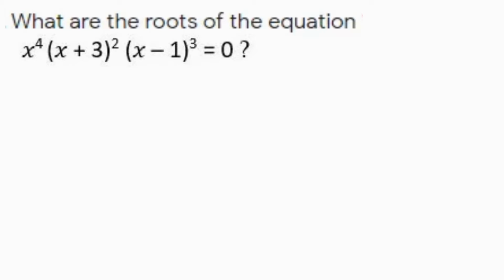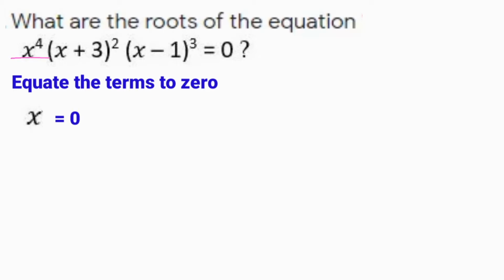What are the roots of the equation x to the 4th power times the quantity x plus 3 to the 2nd power times the quantity x minus 1 to the 3rd power is equal to 0? Equate the terms to 0. x is equal to 0. The quantity x plus 3 is equal to 0. Transpose 3 to the right side. x will be equal to negative 3.